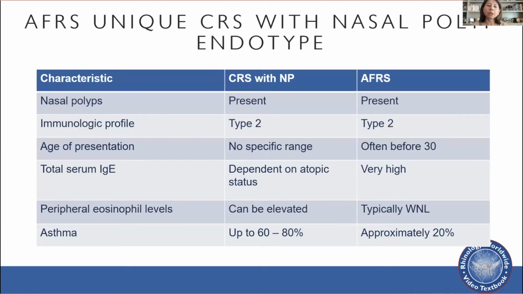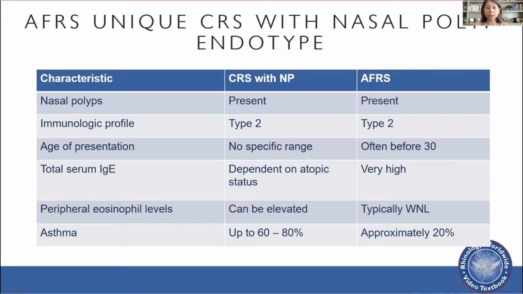So, as I've mentioned, allergic fungal rhinosinusitis seems to be a unique phenotype, endotype of other CRS with nasal polyps. And so this is a nice table that compares allergic fungal rhinosinusitis to other CRS with nasal polyps. And so, of course, both of these entities have polyps present, and they both have a similar type 2 immunologic profile, meaning high levels of eosinophils within the inflamed tissue, high levels of mast cells, as well as the cytokines associated with the disease, meaning elevated IL-4, IL-5, and IL-13.